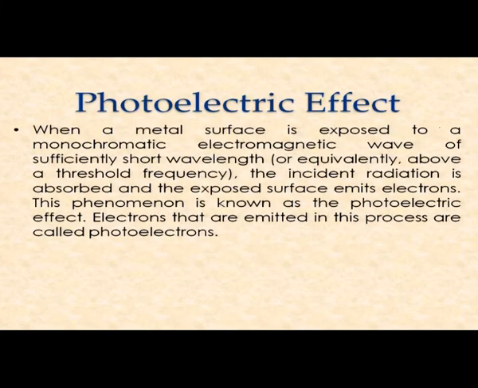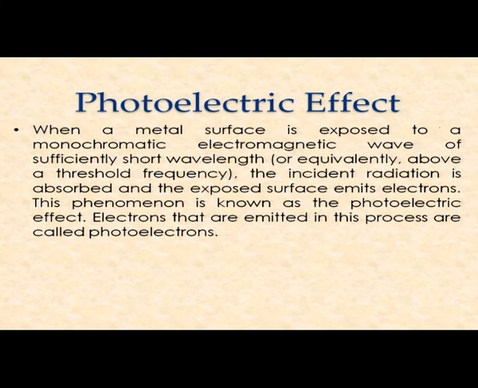The difference in frequency can also be obtained. Next, coming to the photoelectric effect, when a metal surface is exposed to a monochromatic electromagnetic wave of sufficiently short wavelength, or equivalently at or above a threshold frequency, the incident radiation is absorbed and the exposed surface emits electrons. This phenomenon is known as the photoelectric effect. Electrons that are emitted in this process are called photoelectrons. As I told earlier, the photoelectric effect is an important phenomenon used in the operation of solar cells.